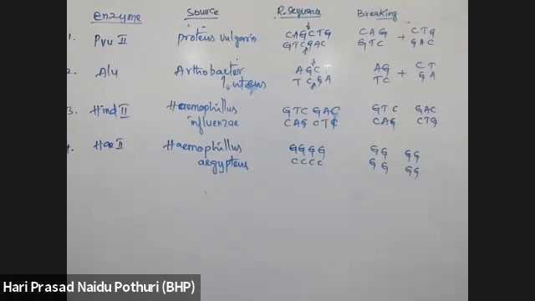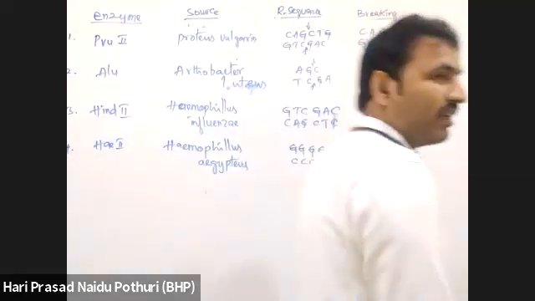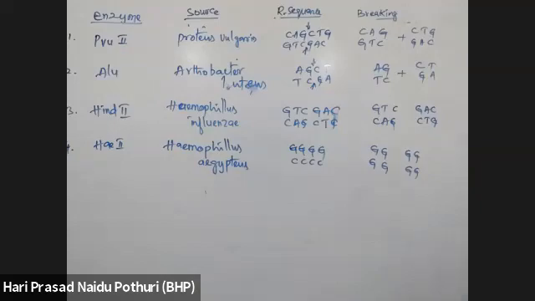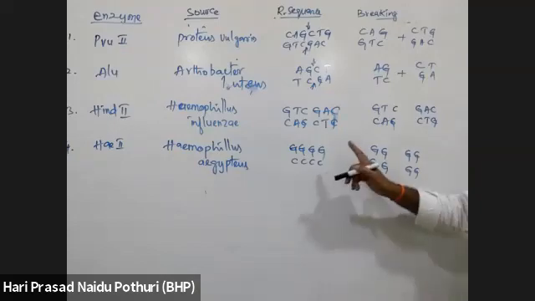Here type 1 no need to remember. Type 2 enzymes we have to remember because they are given in NCERT, which is pBR322 plasmid. No, this is GGGG only.